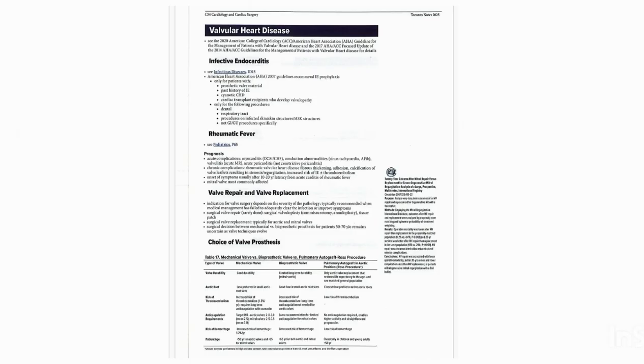Infective endocarditis. Let's discuss infective endocarditis. An important exam point is that antibiotic prophylaxis is no longer recommended for everyone. According to the 2007 American Heart Association guidelines, prophylaxis is reserved only for patients at highest risk of adverse outcomes.